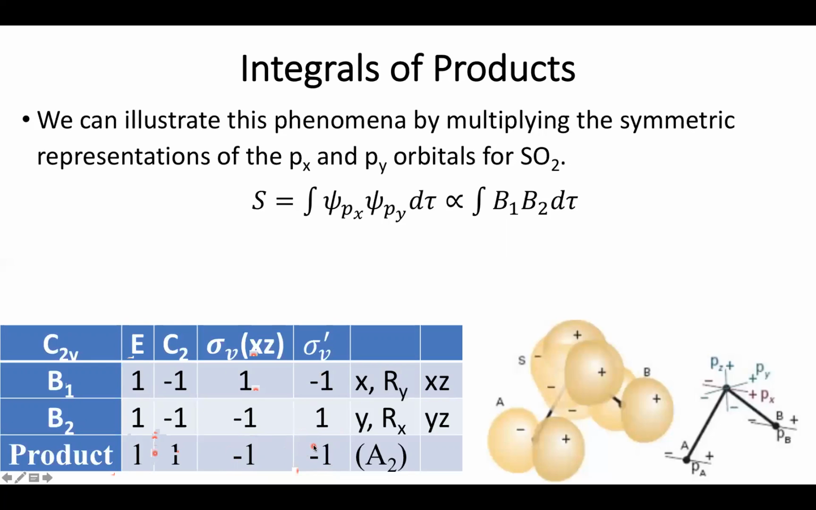So if you go ahead and grab your character table, you will find that this irreducible representation is A2. So congratulations. If I multiply these two together, I get the A2 irreducible representation, which, as you may notice here, is going to be anti-symmetric. It has equal numbers of positive and negative elements. So if I try and integrate the product of these two species, it's going to give me a value of 0.